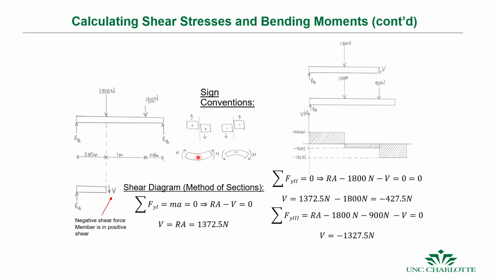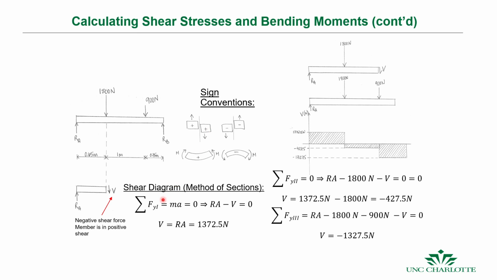Okay, so that's our positive definition. Negative is if it's frowning. The sign convention here too is, if you want to think about a left-handed Superman, where the left hand goes out and the right hand goes back. Okay, so those are our sign conventions.